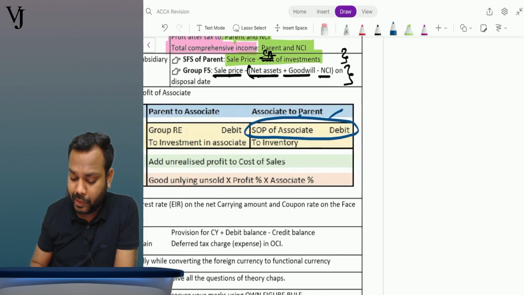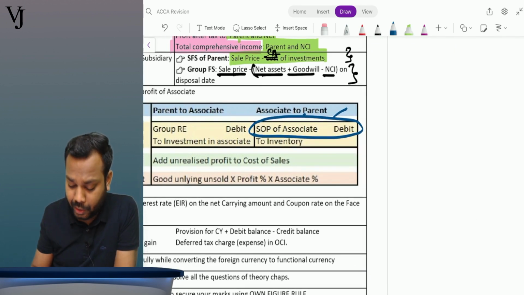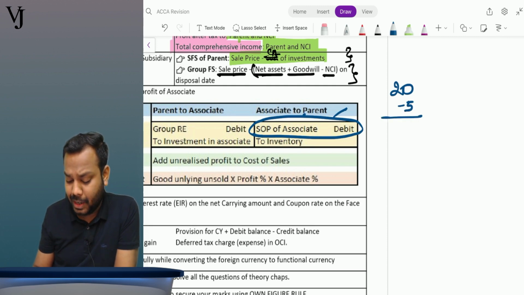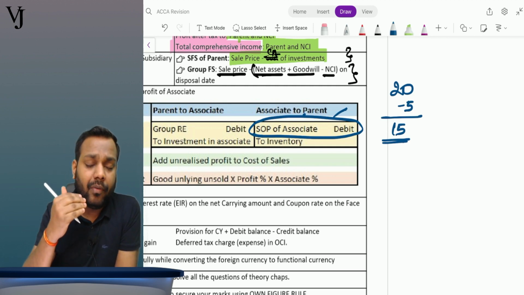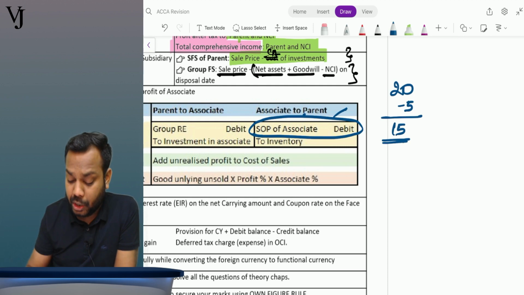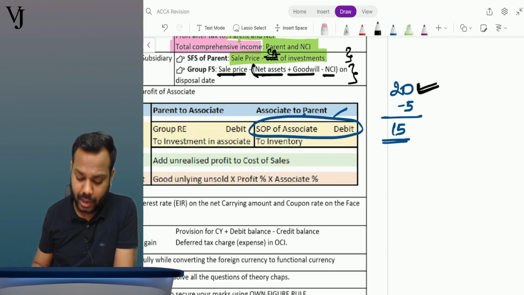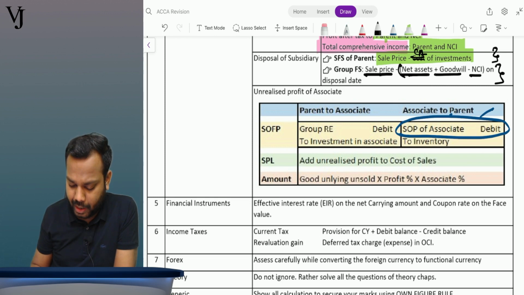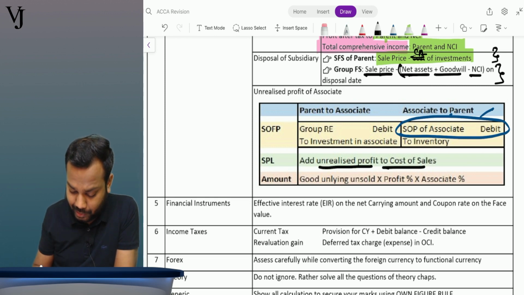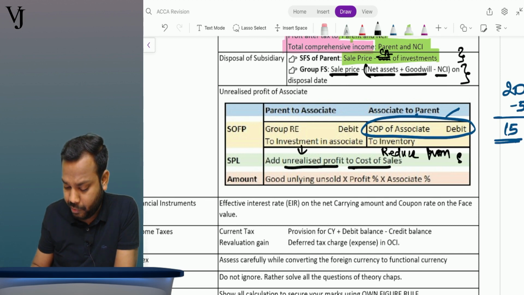Let's suppose share of profit from the associate is 20 and this unrealized profit is 5. So in P&L definitely you will show 15, but when you are calculating the value of investments to be reported in SOFP, you will add only 20. Is that clear, everyone? Now in SPL, you will add unrealized profit to the cost of sales in this case, and you will reduce it from share of profit of associate.